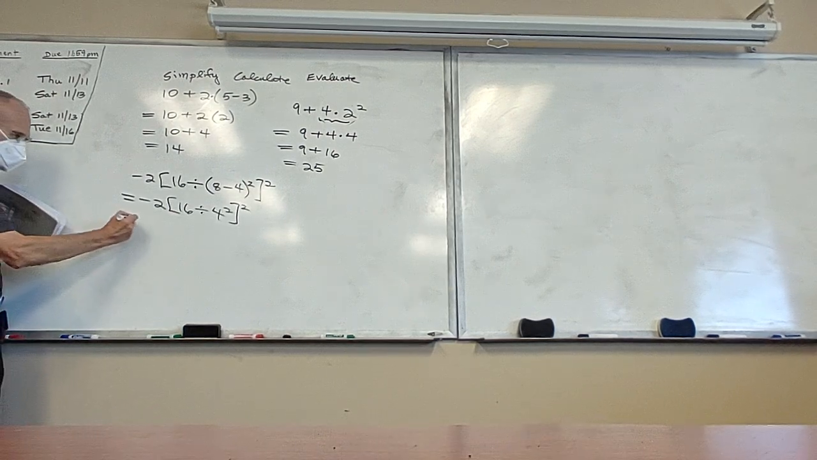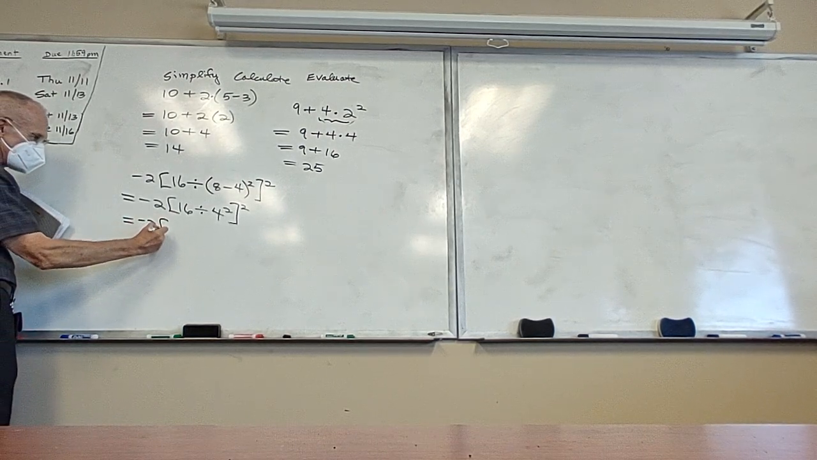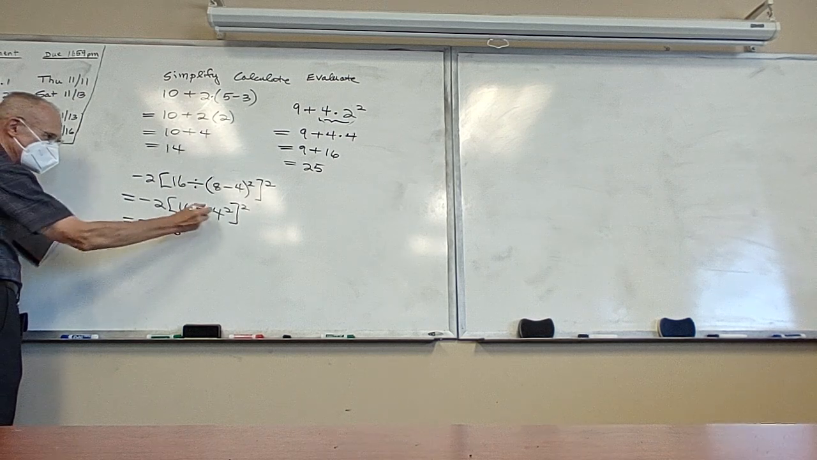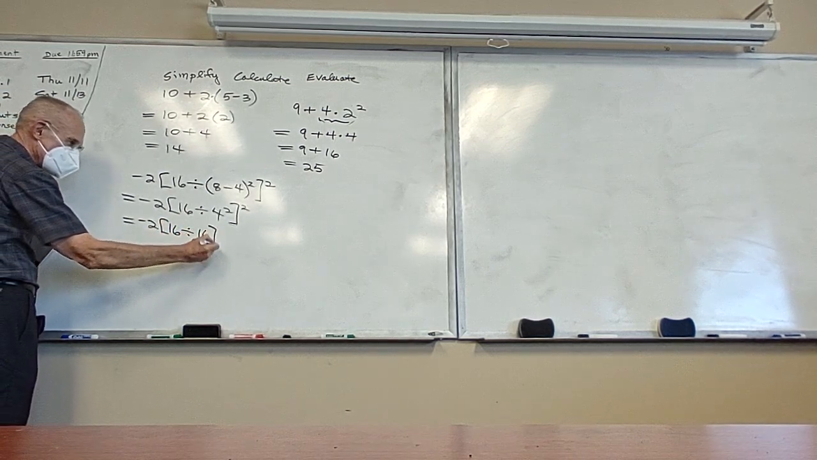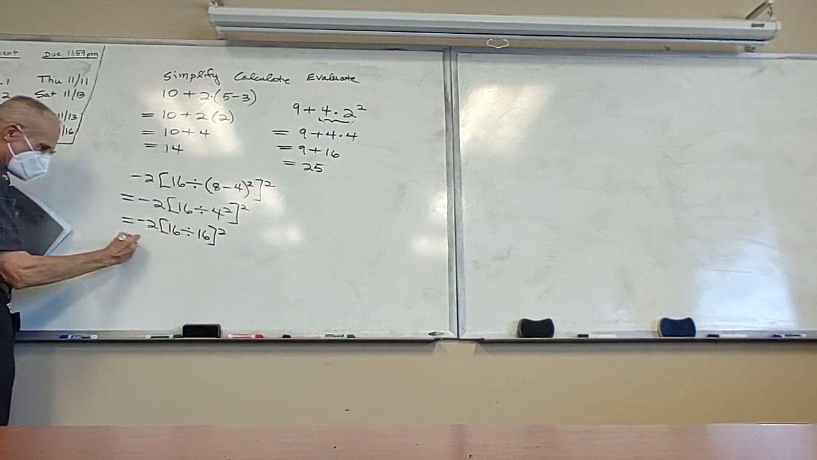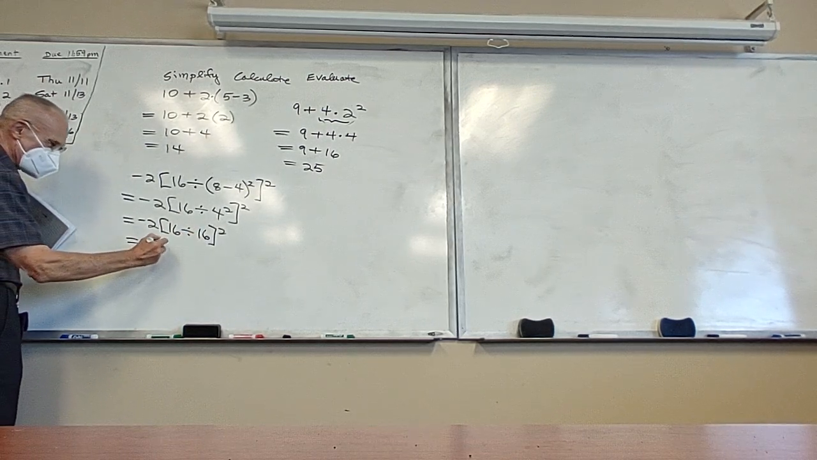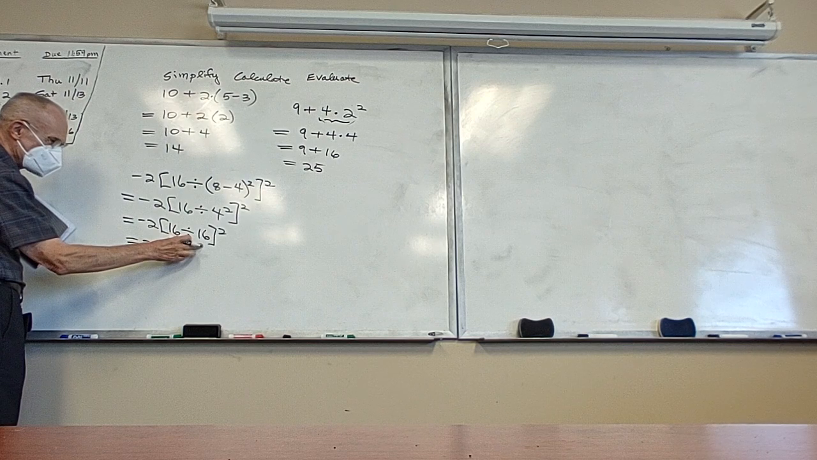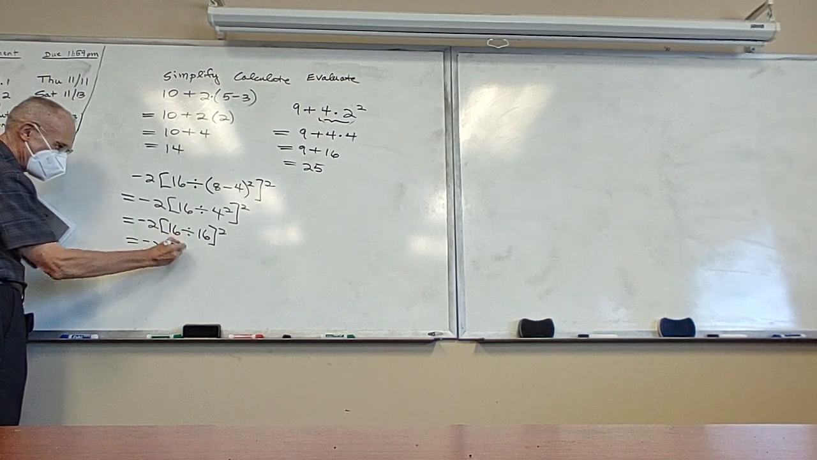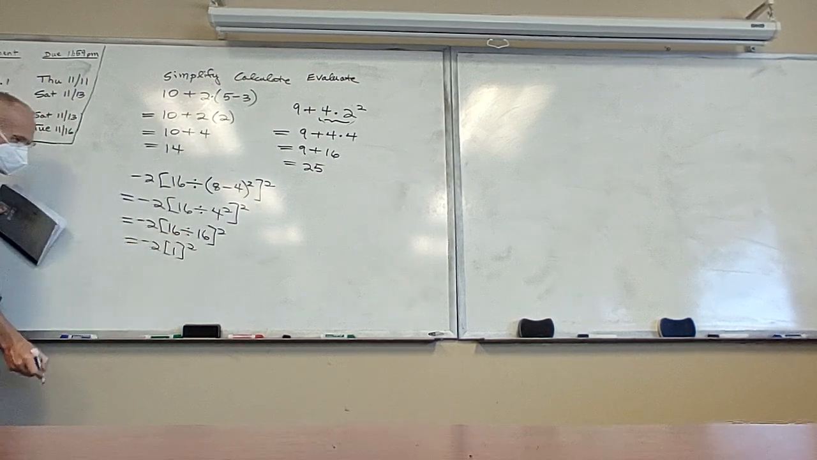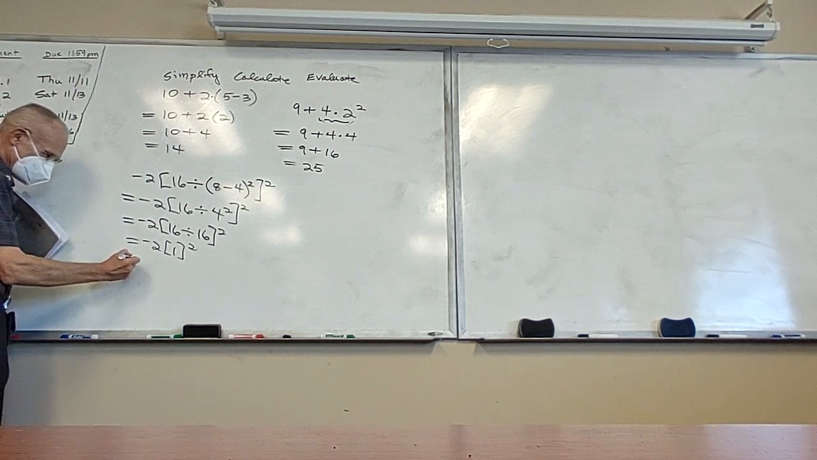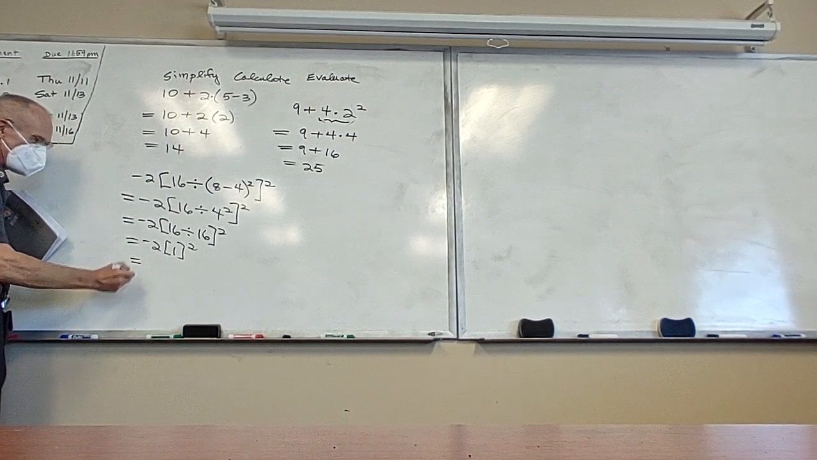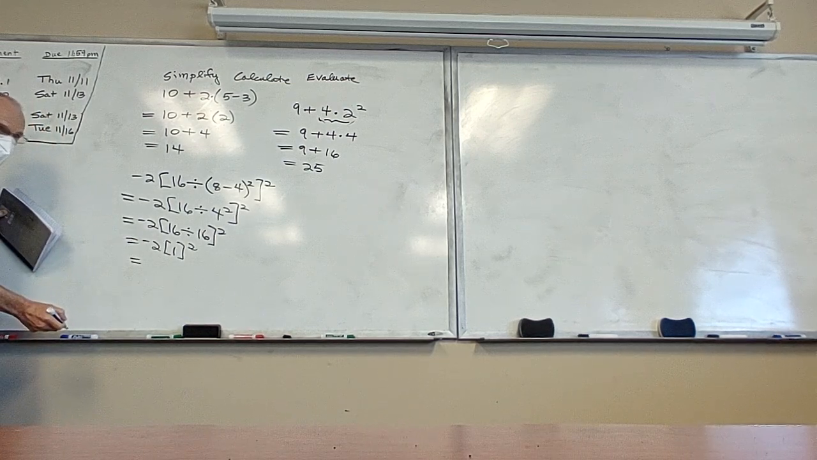Next step? The exponent within the bracket. Perfect. What is it? 16. Oh, isn't that convenient? You guys are a lot of fun. 16 divided by 16? One. Word, one. How about that? Now 2 times 1, right? Yes. Negative 2 times 1. Is that right? Yes, sir.